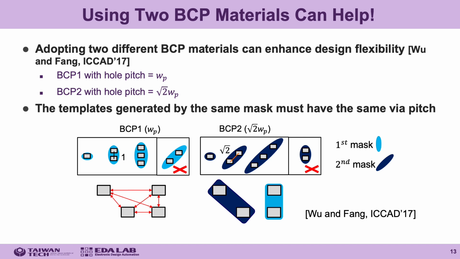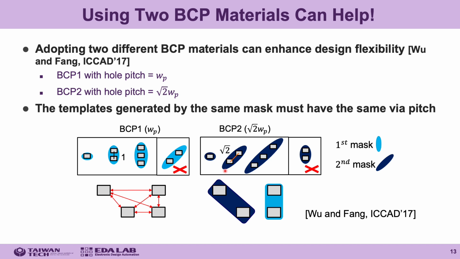To enhance the design flexibility of templates, the following works consider adopting two different BCP materials. The first BCP material is chosen, whose natural pitch is equal to the wire pitch, such that these straight templates can be used. And then the second BCP material is chosen, whose natural pitch is equal to the distance between two vias at the two diagonal corners of a grid.